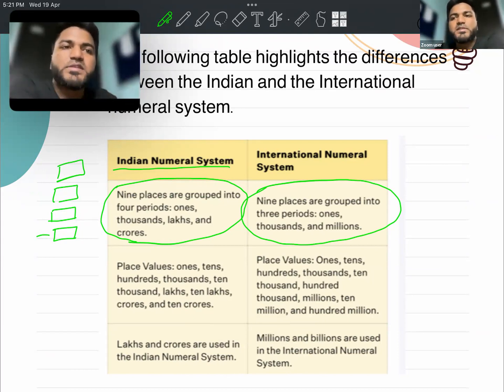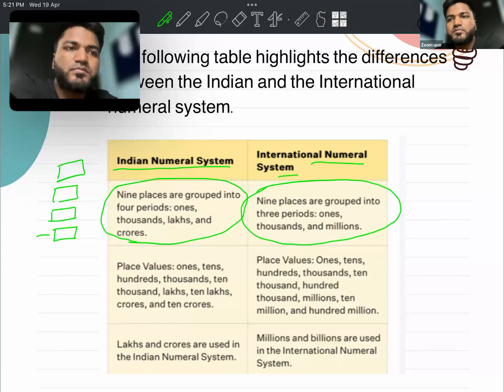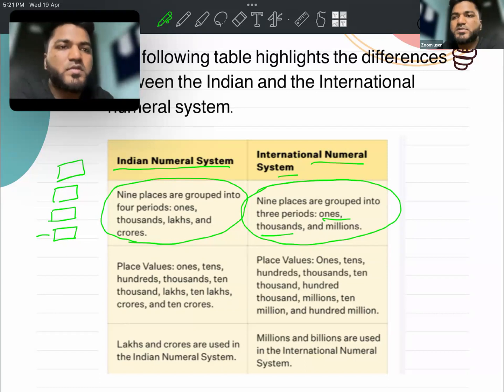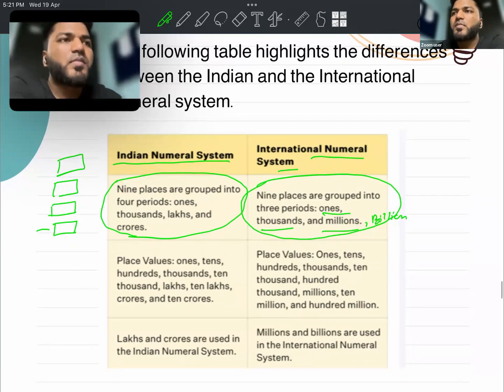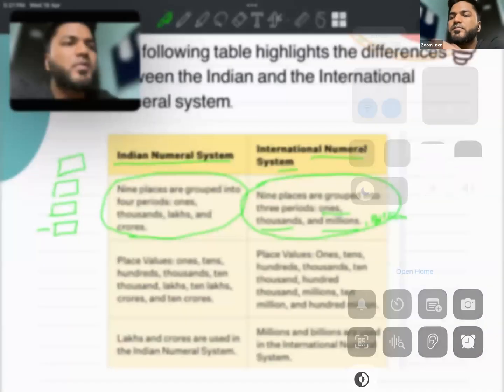Read this one, the international numeral system. 9 places are grouped into 3 periods: ones, thousands, and millions. We can add one more here, then it will be 12. We can add billion here as well. Sir, if you don't add billion, is that a problem?